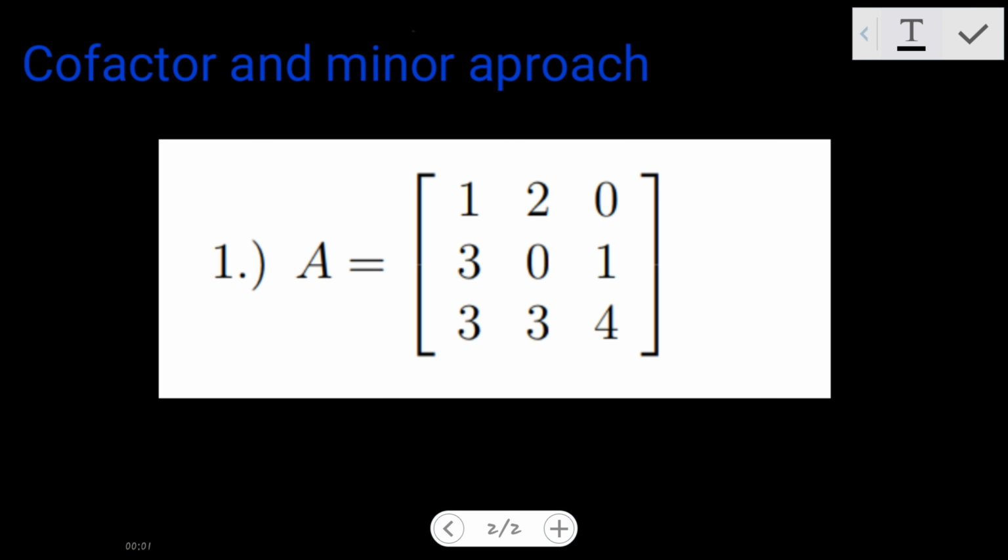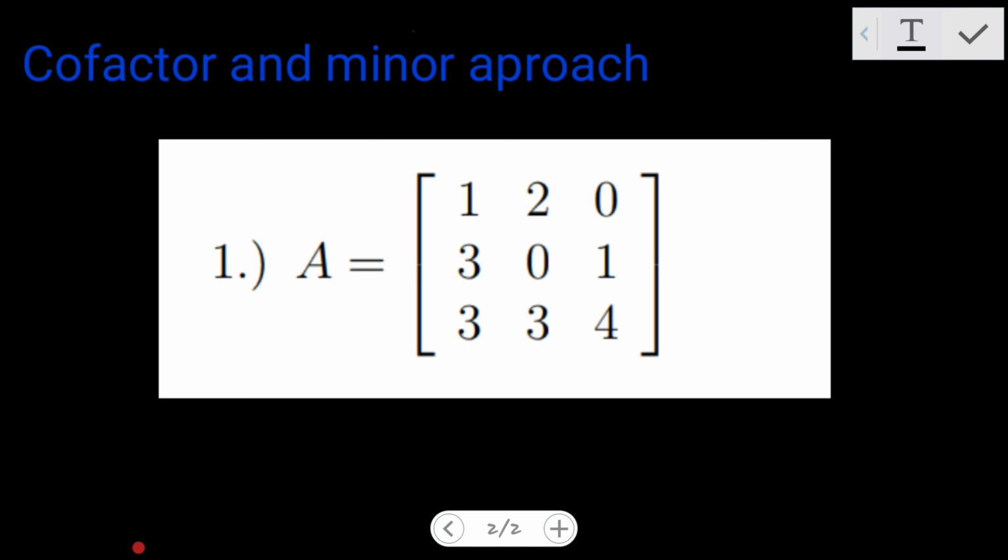In this video, I'm going to be determining the determinant of this matrix using the cofactor and the minor approach. Stick with me. I'm going to be identifying the minors, and at the end, we are going to be using the minors to get to the cofactors. That's why I'm giving this the name of cofactor and minor approach.